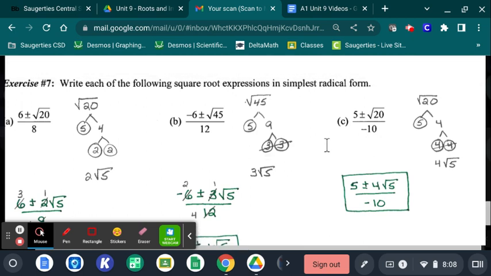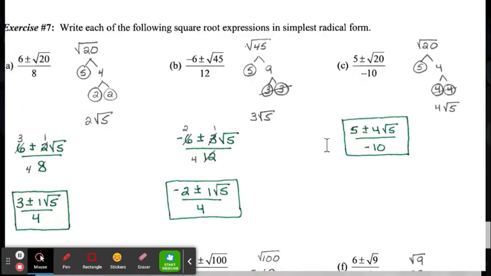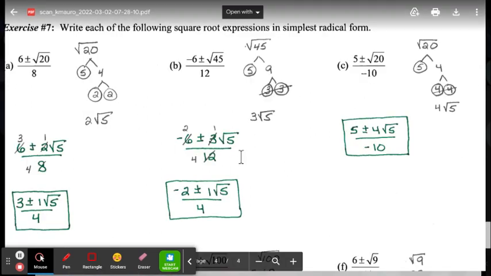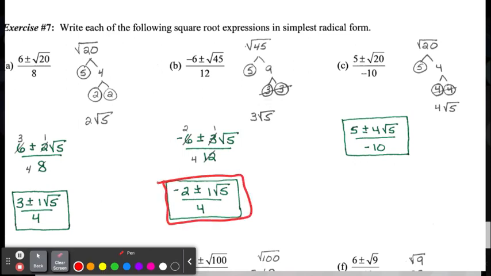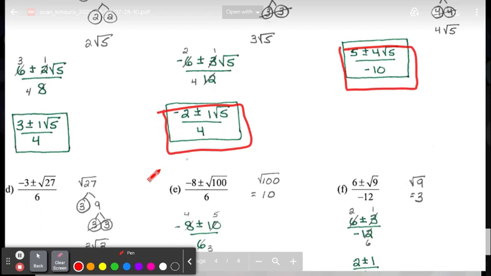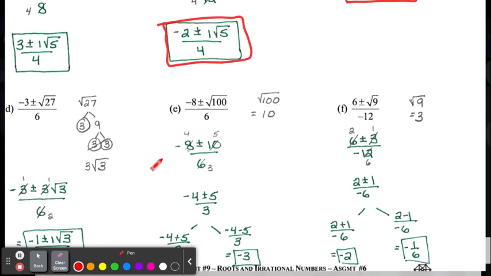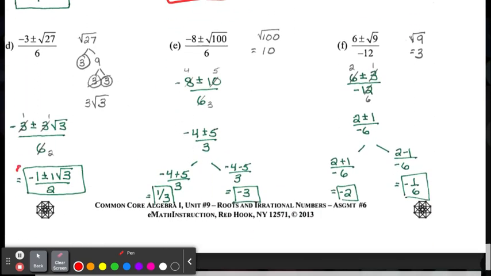Okay, so here we are. Let me make this bigger. Here's my answer to letter B. I would say, just like the other problems, check your answer. If it doesn't match, go backwards and see where we differ. There's your answer to C. And let's move on down. So for answer D, here's what I've got.